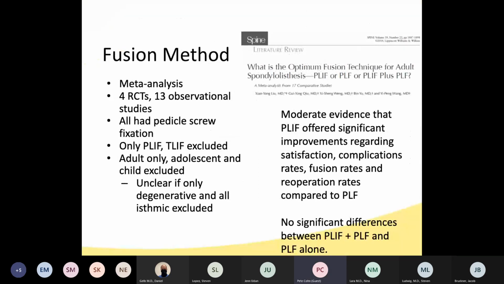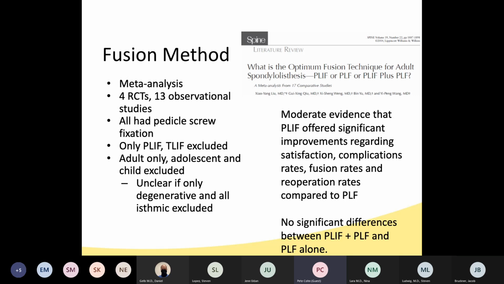And then, moving on to, okay, we have a patient, maybe they have more translation on dynamic views. We're thinking the patient may benefit from a fusion, and we've talked about instrumented fusions getting better fusion rates. So what's the best way to instrument, or how are we going to maximize the efficacy of our surgery and our technique? So this was a meta-analysis looking at 4 randomized controlled trials and 3 observational studies.